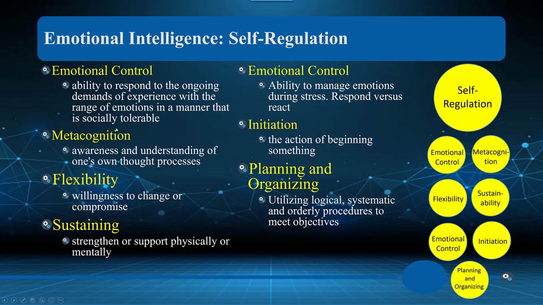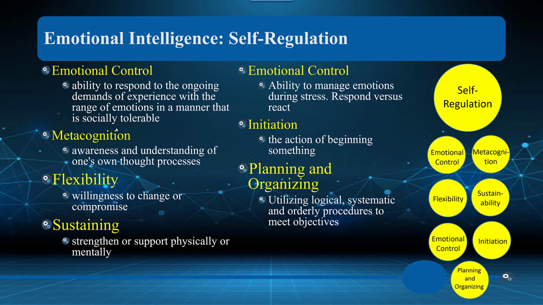Finally, self-regulation. Now, this is the one that I've added, and this is the one that's really impacted me. So I wanted to bring it into play here. And it is part of Goleman's concepts: emotional control, the ability to respond to ongoing demands of experience with the range of emotions in a manner that is socially tolerable. Getting upset, getting angry, blowing up is not necessarily socially tolerable. That doesn't mean we don't do it.